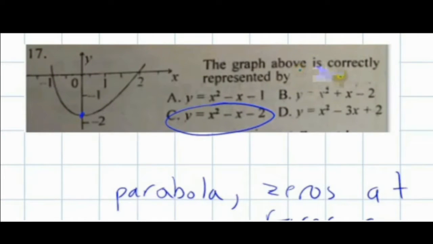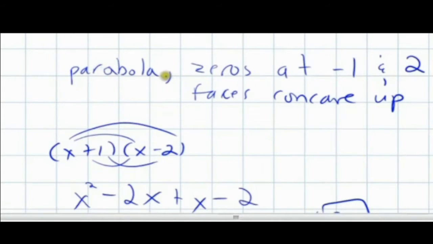Question 17 says the graph above is correctly represented by, and you're supposed to choose the correct answer. So this is a parabola, it has zeros at negative 1 and 2, and it faces concave up. So how did I figure all that out?